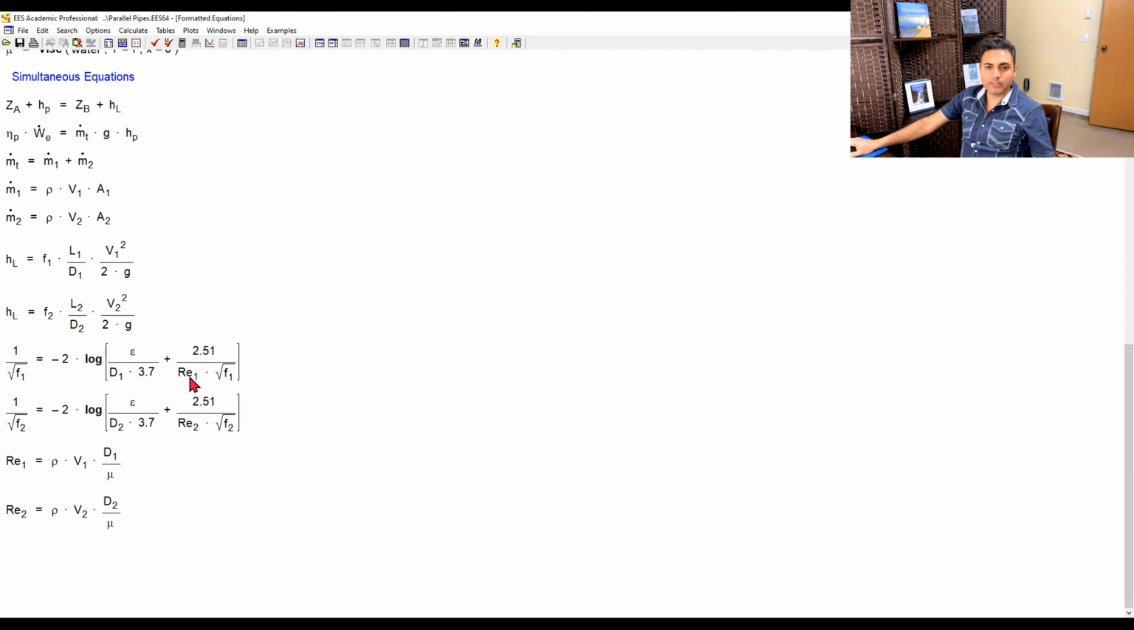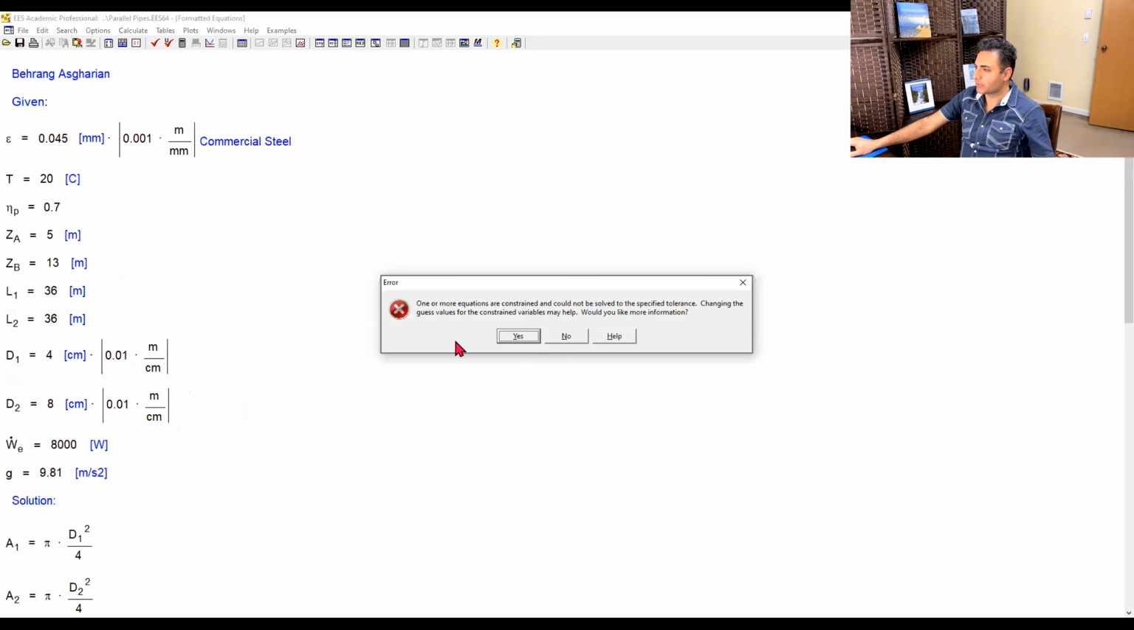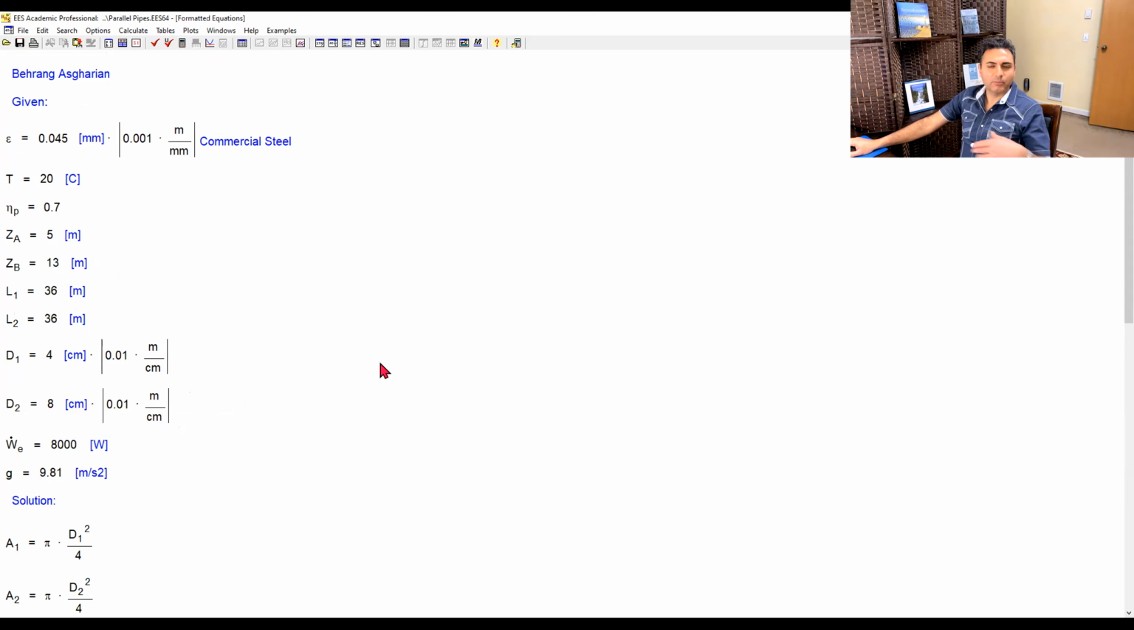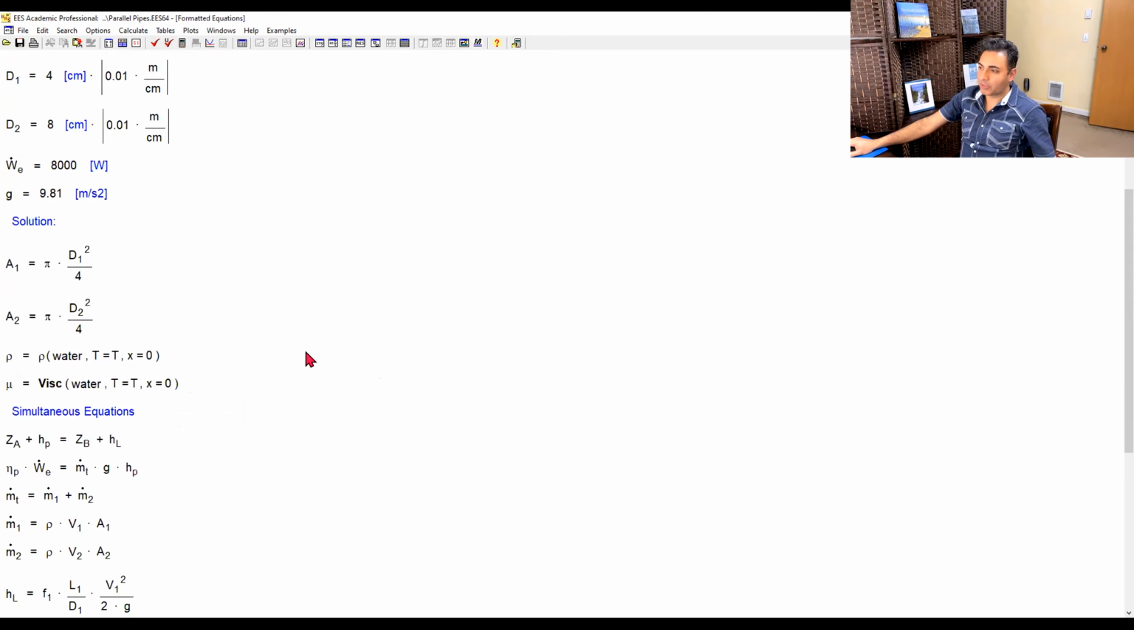That's not going to help us. So there are two ways to deal with this. If I run it right now, let's just run it to get the error message. So we got the error message. One or more equations constraint could not be solved, a specific tolerance, changing the guess values, and so on. Would you like to see more information? No, I know what's going on. But you can say yes and see what EES gives you. But I know where the problem is.